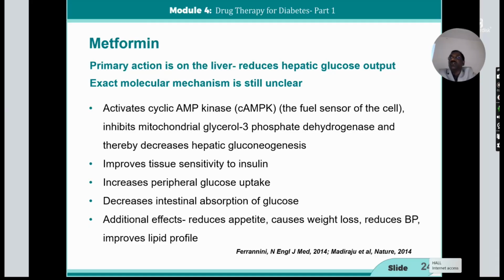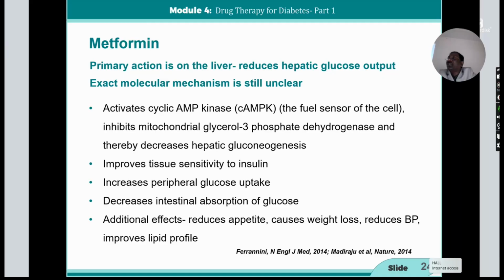It improves the tissue sensitivity to insulin, increases the peripheral glucose uptake, so increases glucose uptake into the muscle and adipose tissue. Decreases the intestinal absorption of glucose, like your acarbose. So that will also, to some extent, act on the intestines for reduced absorption. And additional effects: reduces the appetite, causes weight loss in some individuals. It is not a weight gain drug, unlike your sulfonylureas; weight neutral, or sometimes it loses weight also, and reduces the blood pressure and improves the lipid profile.